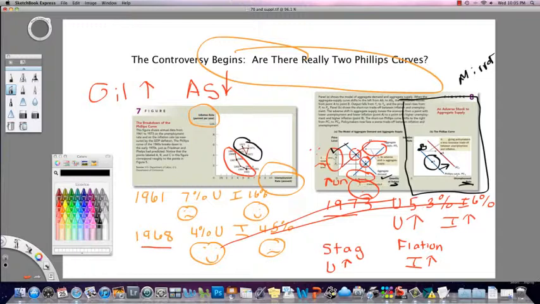Once again, that's too good. So how do we show that? A shift to the right in the aggregate supply curve, because this is a mirror, is a shift to the left in the Phillips curve. So to recap, a shift in the AD causes a movement along the line. A shift in the AS causes a shift in the Phillips curve.